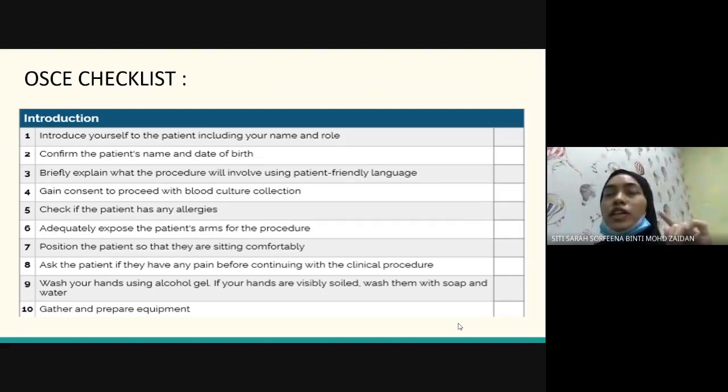And then if possible, we also have to shut off the fan so that the surrounding microorganisms will not interfere with the blood that we have taken for blood culture.